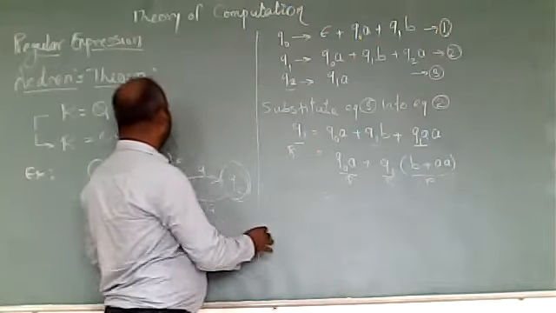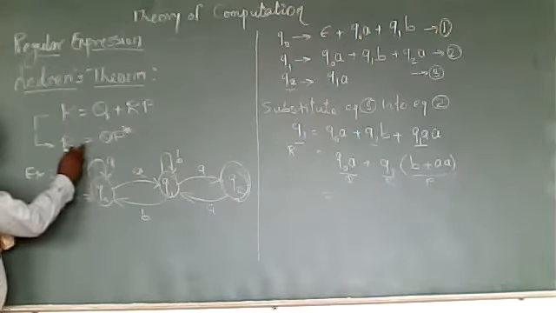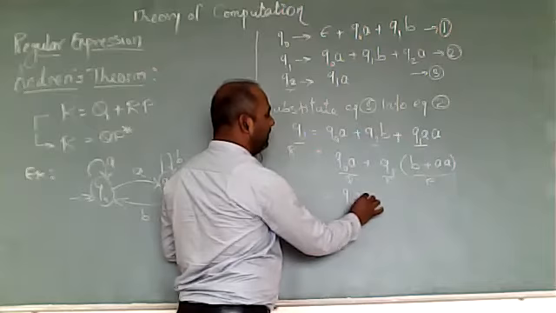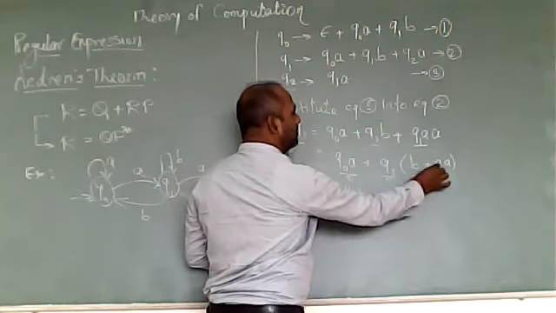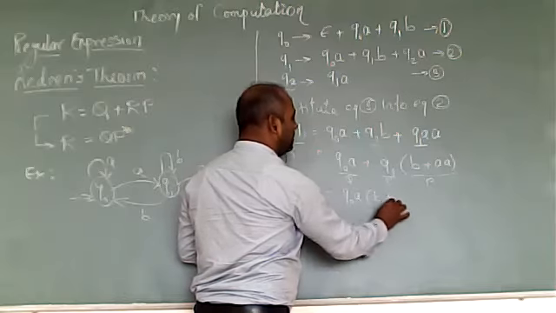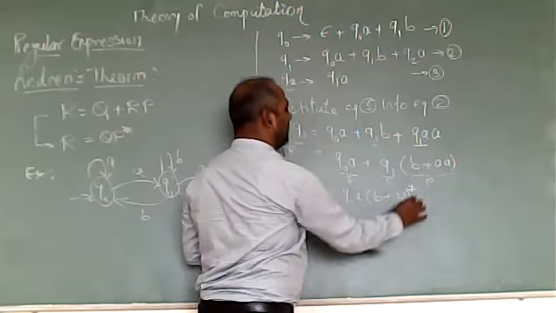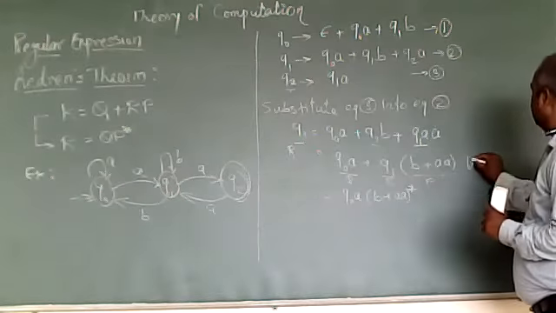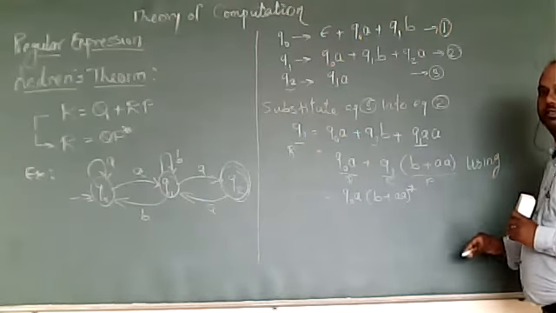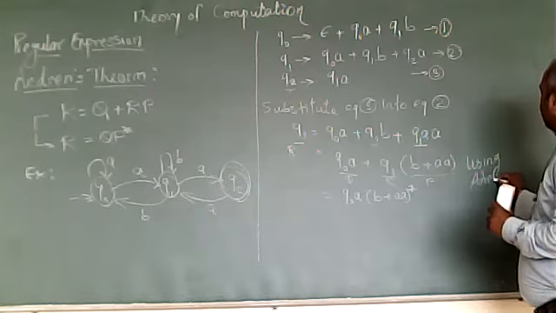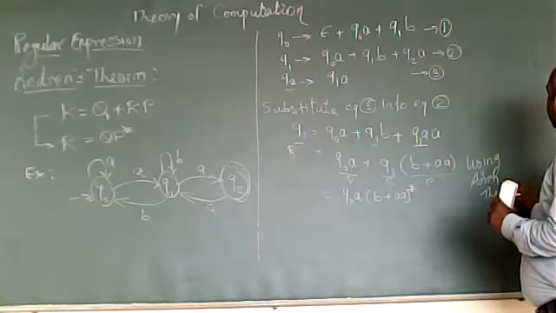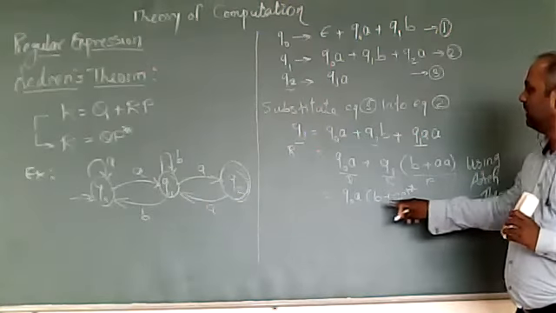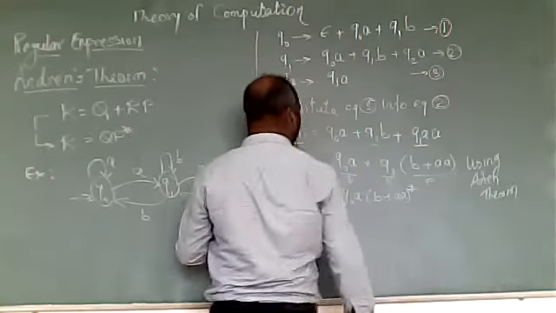So if the equation is like this, we can rewrite it as R equal to QP star. So what is the Q here? Q is Q0A. What is the P? B plus AA. So it becomes B plus AA bracket star. Using Arden's theorem, this is what your Q1 will become: Q0A (B plus AA) star.